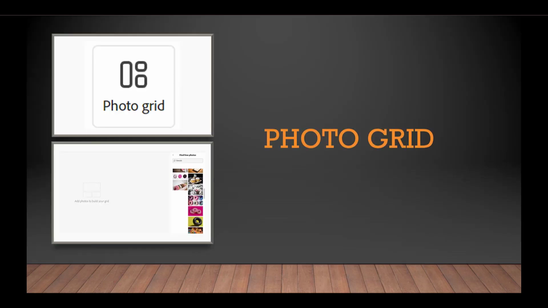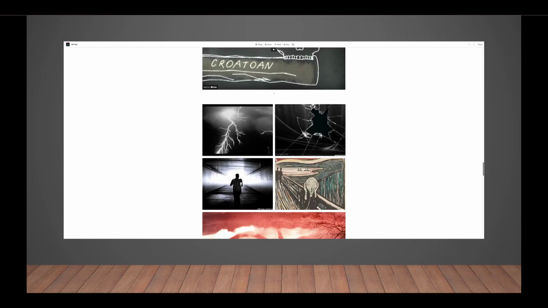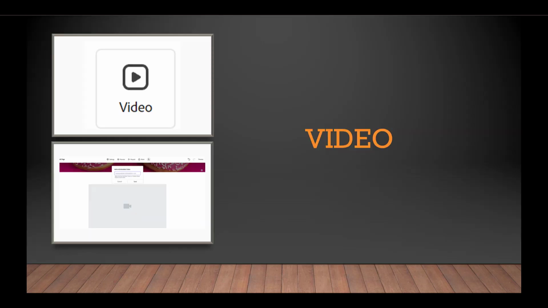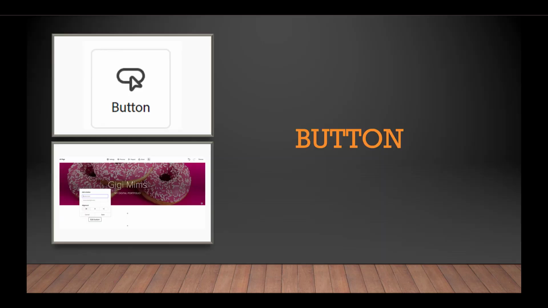The photo grid is similar to the glide layout in that you are also adding multiple images, but instead the photos are presented in a grid formation on your web page. Using the video component, you can add videos from YouTube, Vimeo, and other Creative Cloud Express products directly to your web page. The button function gives you the ability to add customized links to other internet-based resources.